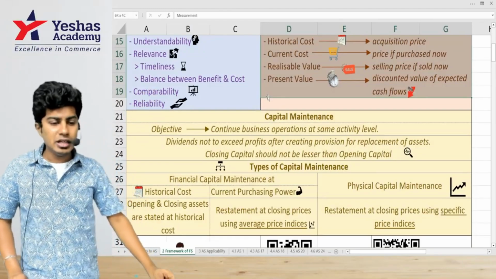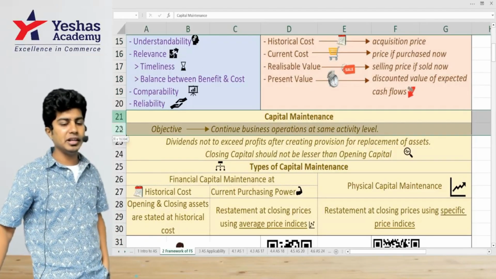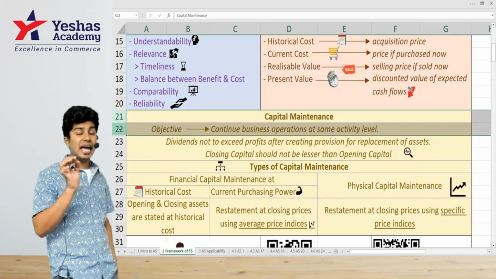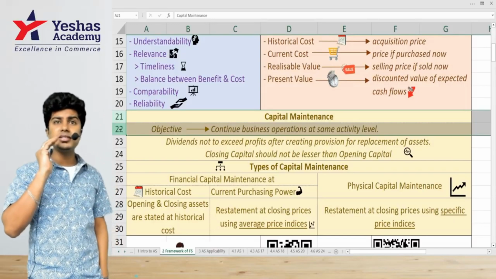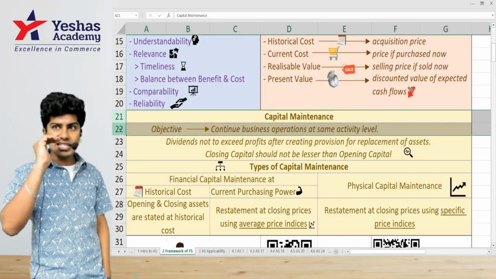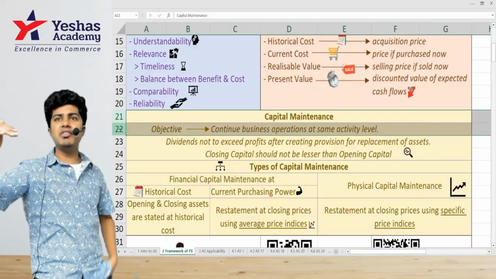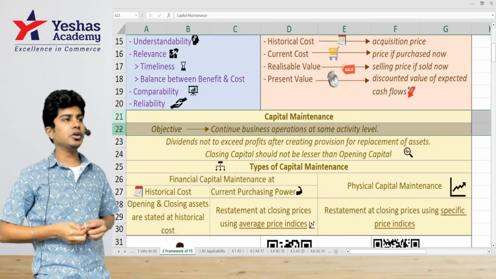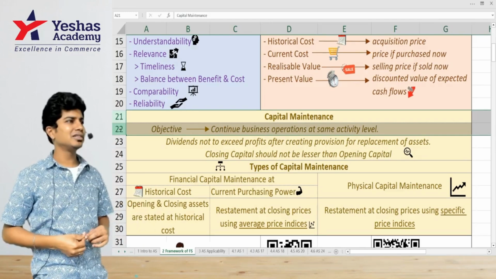Did everyone understand? So read this word, capital maintenance. What is the objective of capital maintenance? Continue business operations at the same activity level. It's okay if you don't increase the activity level. Last year we bought 10,000 units and we sold 10,000 units. This year I'm not expecting you to buy 20,000 units, but at least 10,000 units you should buy.